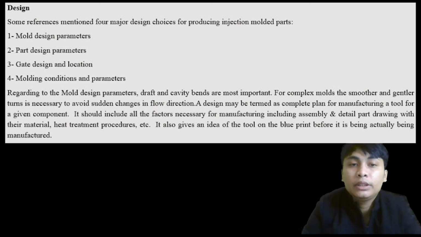Regarding the mold design parameters, draft and cavity bend are most important. For a complete mold, a smoother and gentler turn is necessary to avoid sudden changes in flow direction. A design may be termed a complete plan for manufacturing a tool for a given component. It should include all the necessary factors for manufacturing, including assembly and detailed part drawings with their material, heat treatment, procedure, and more. It also gives an idea of the tool on the blueprint before it is actually manufactured.